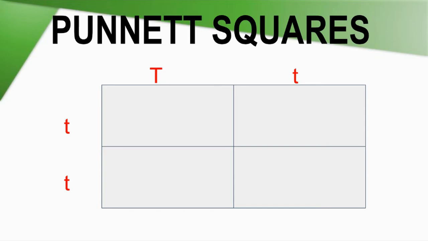Parent 2 on the side is little t, little t. I spread them out a little bit so that way there's one letter on top of each box and one letter to the side of each box. Now I'm going to drag those letters and copy them to everything below or to the side.